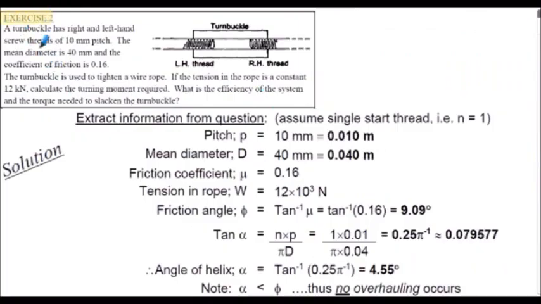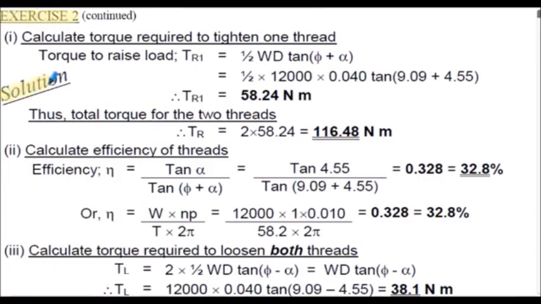Exercise 2 is the beginning of the solution. As always, let's extract the information from the question, calculate our friction angle, calculate angle alpha. Again, no overhauling occurs in this situation. Exercise 2, solution continued. So firstly, we calculate the torque required to tighten one thread.